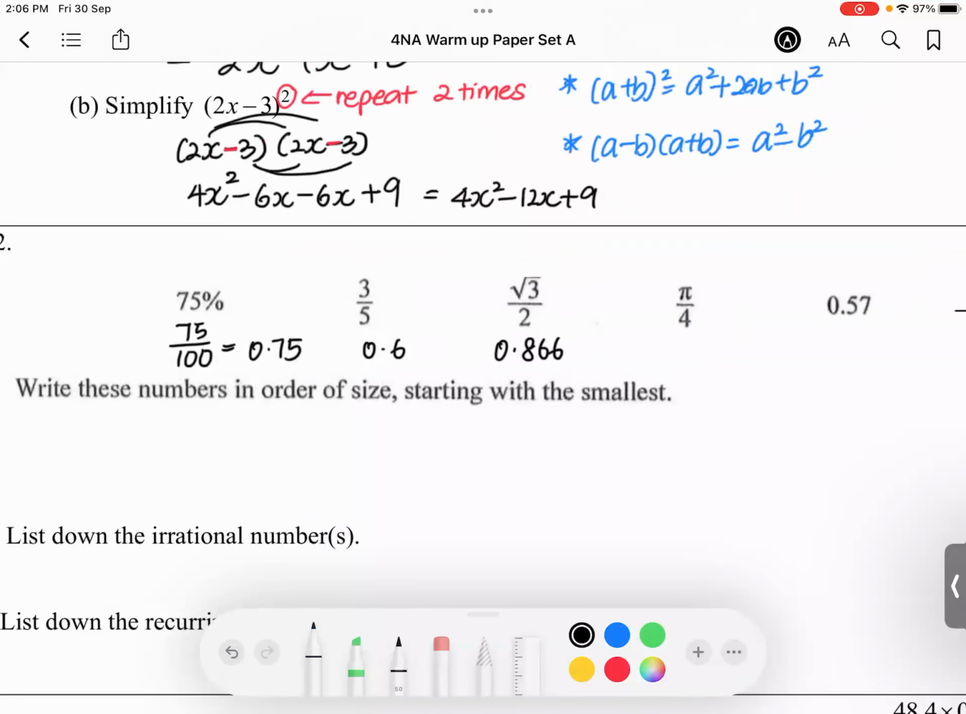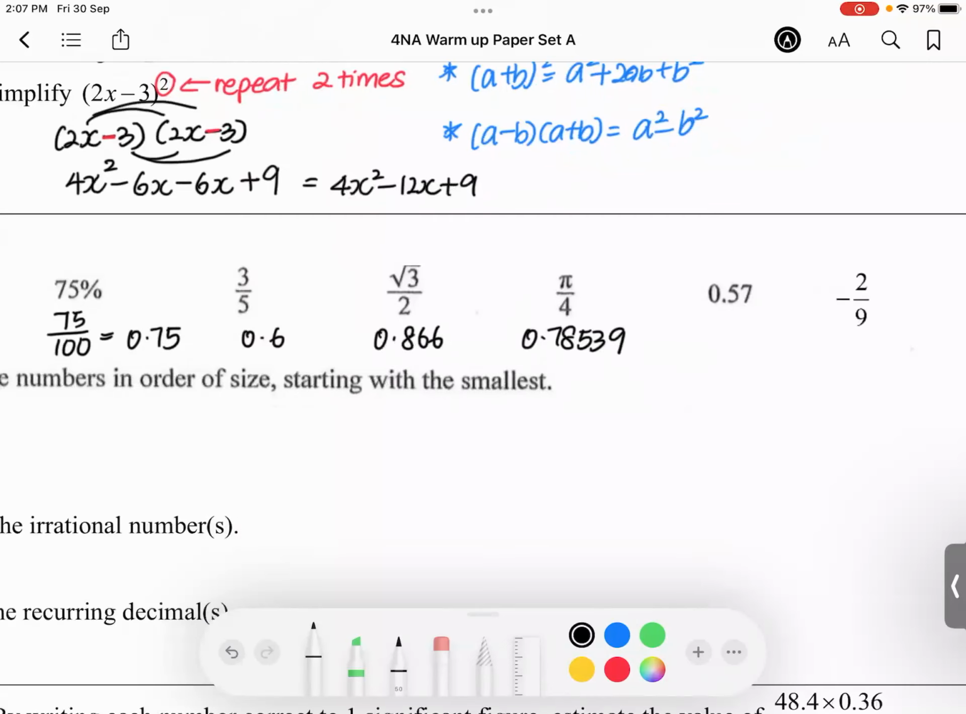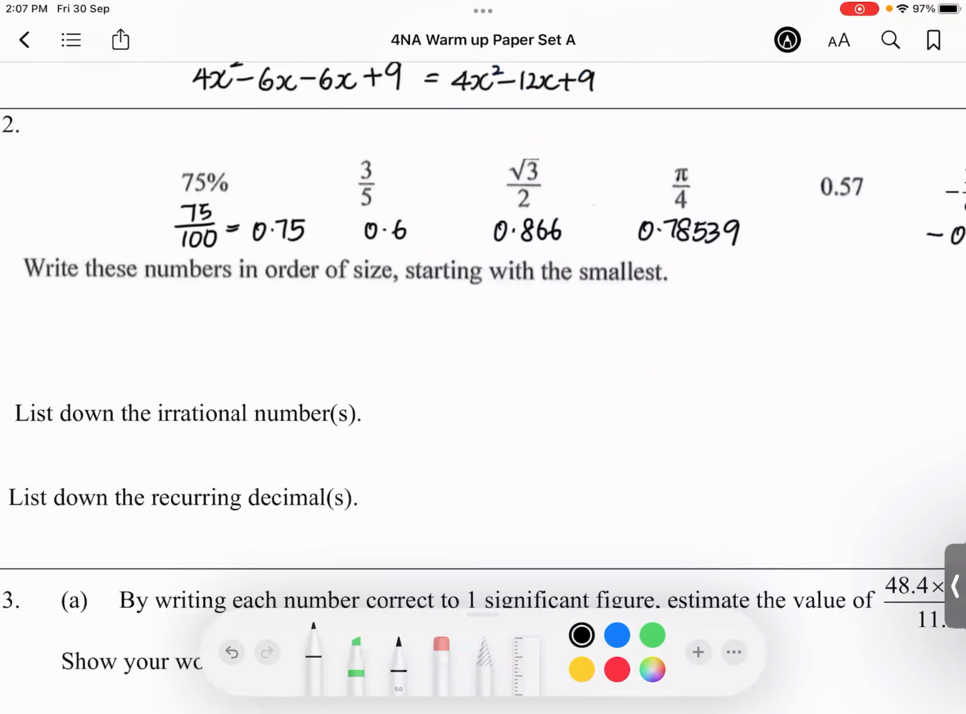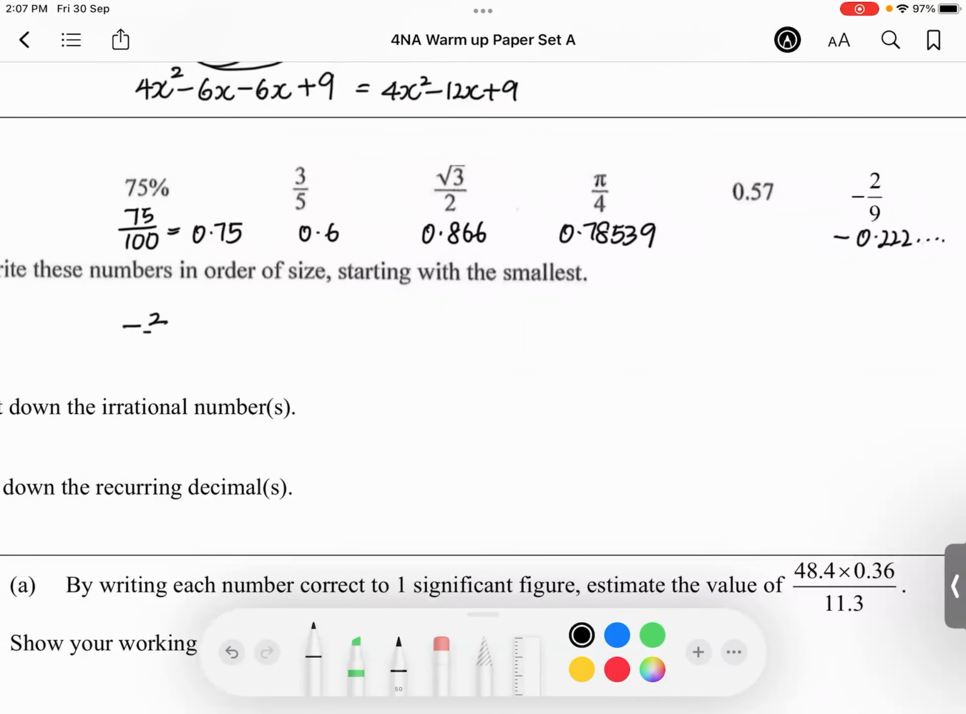And then this one is pi over 4, 0.78539. And then this one is a negative number, right? And you notice that this number doesn't stop. It's actually a recurring number. So when you arrange the numbers in order of size, smallest first, of course it starts with the negative number. Then you have your next few numbers. Should be correct lah, not very sure. You all can check. In case your answer is different from mine, just ask and let me know.